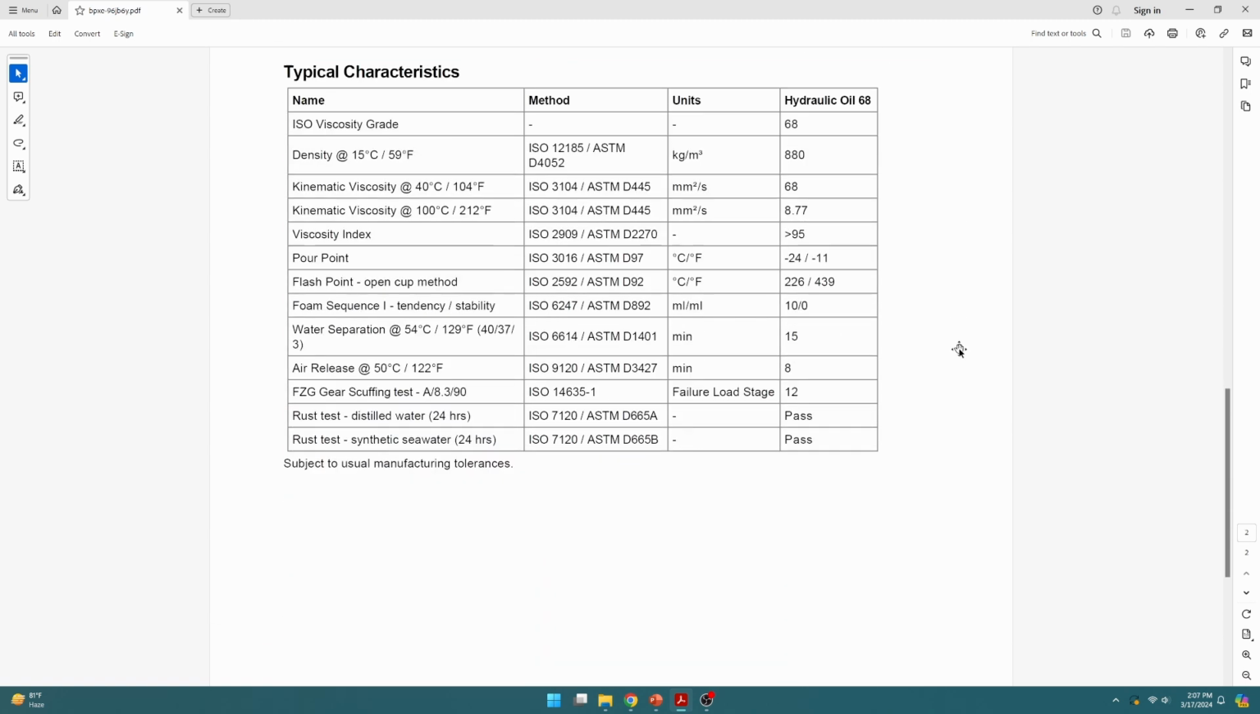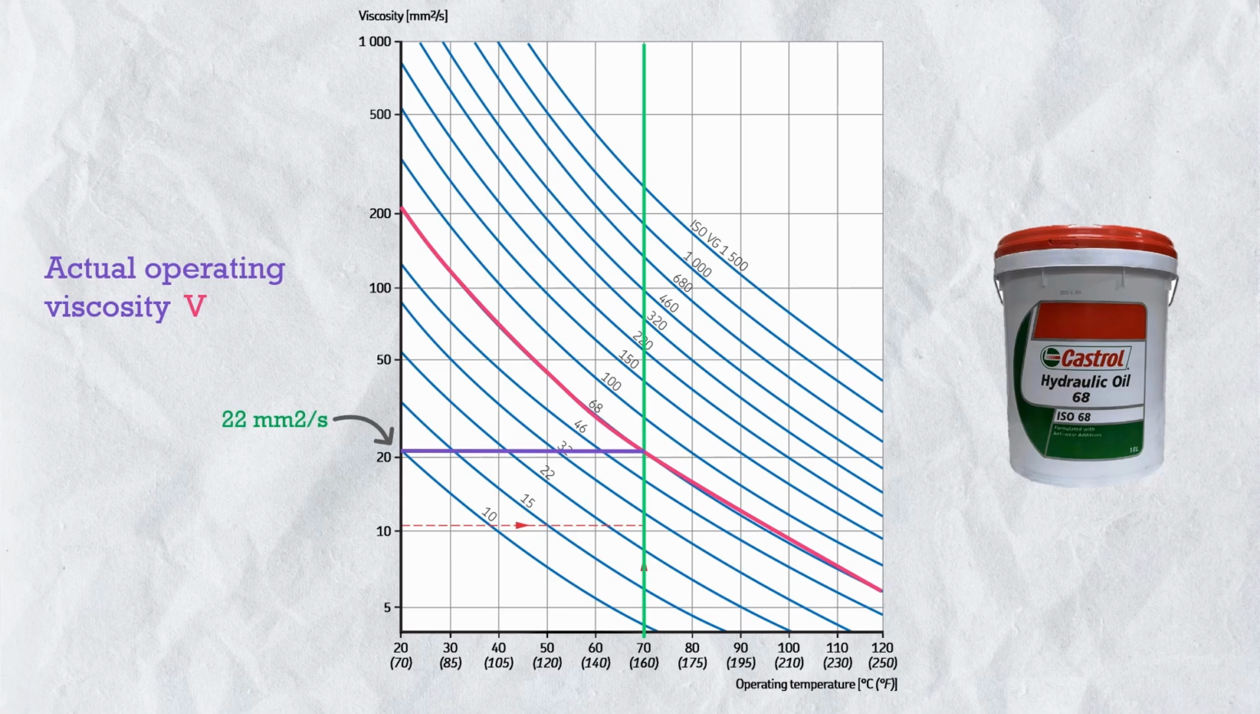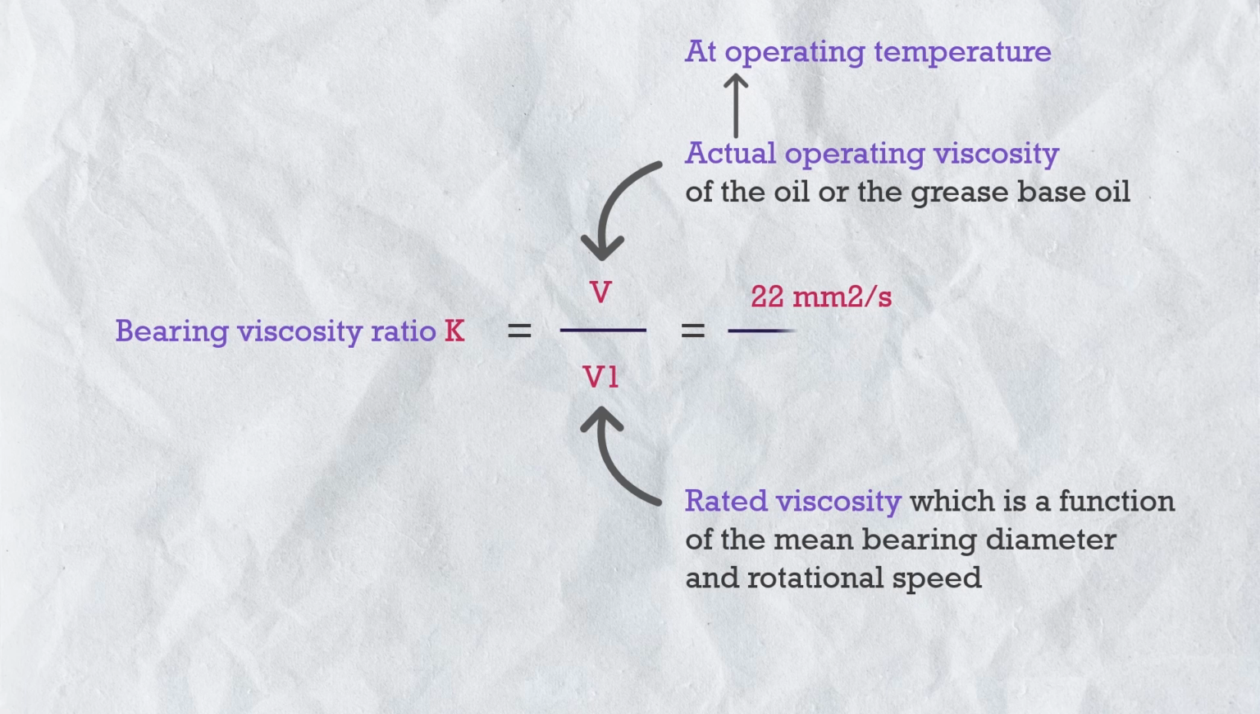So here the kinematic viscosity at 45 degrees C is 68 mm square per second. And in this table also, viscosity of oil 68 at 45 degrees C is around 68. So at 70 degrees centigrade, let's say it's 22 mm square per second. And now the rated viscosity V1.